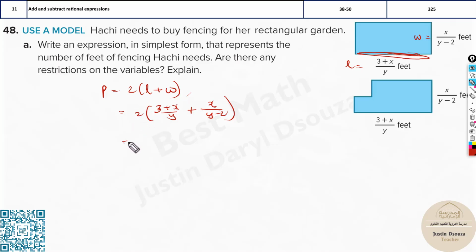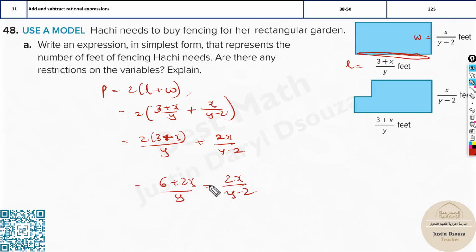Now if you multiply this 2 inside, what's going to happen? It will be 2 times 3 plus x divided by y plus 2 times y minus 2. That's it. Now you can just see, multiply this 2 also inside, it will be 6 plus 2x by y plus 2x by y minus 2. So this would be the final answer.